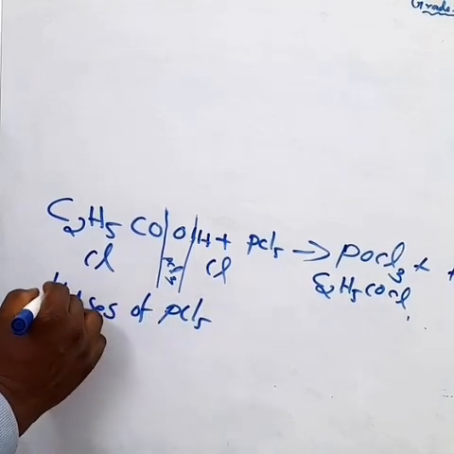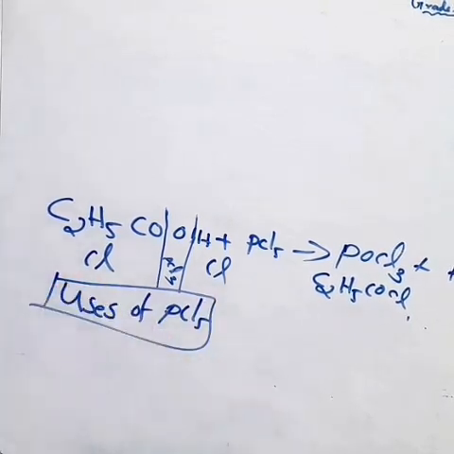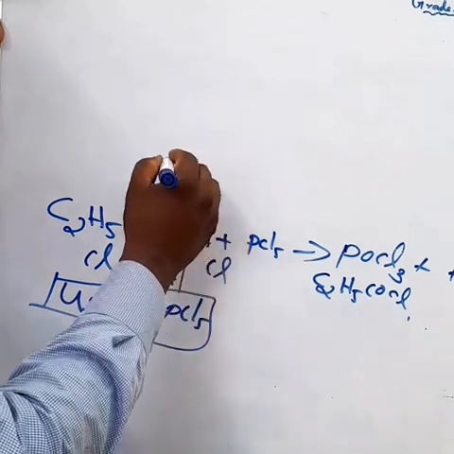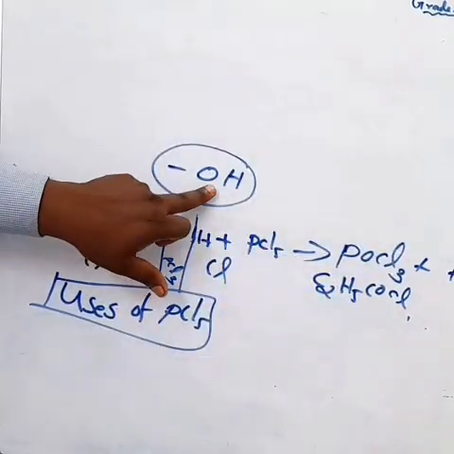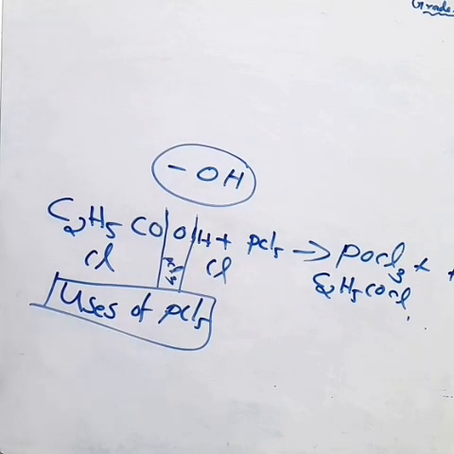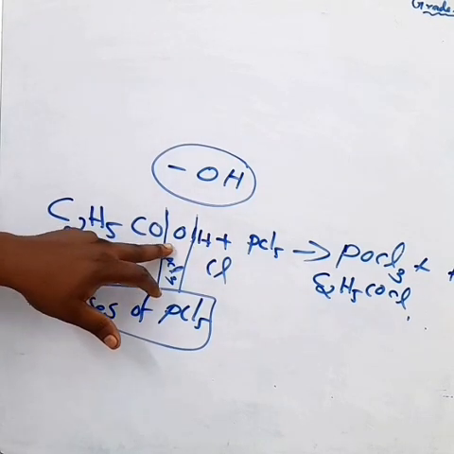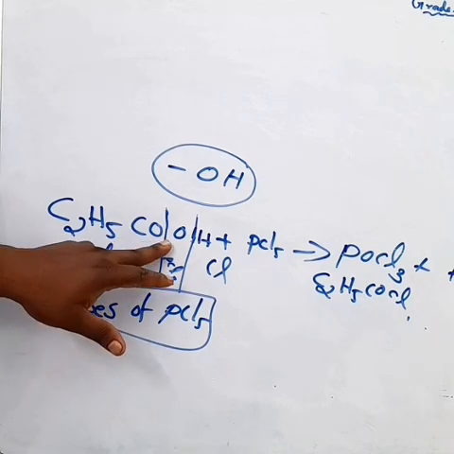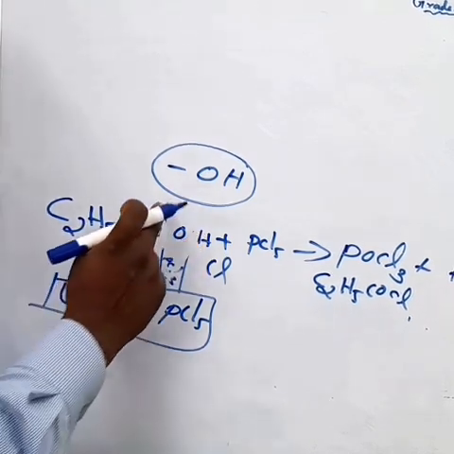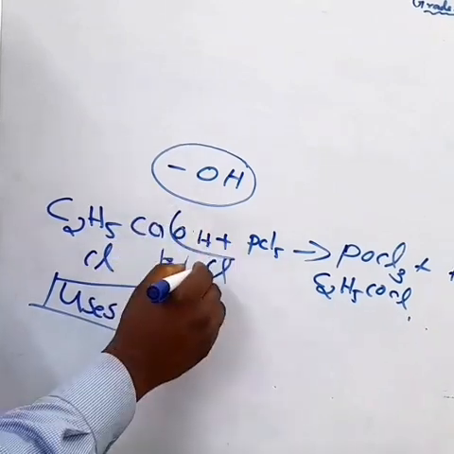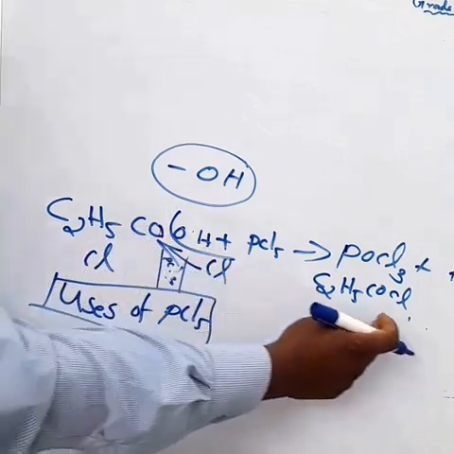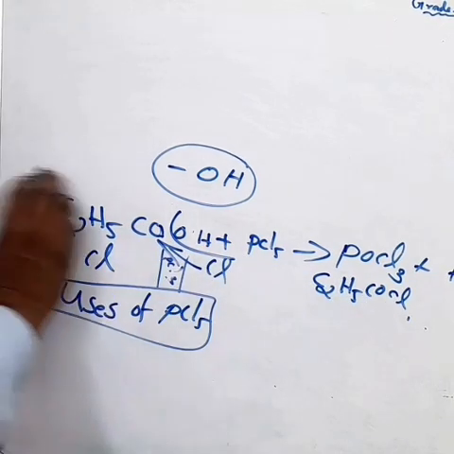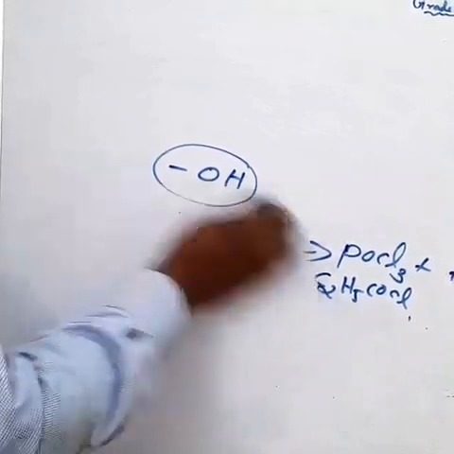Previously I told you that it is used as a chlorinating agent, and it can replace a hydroxyl group by a chlorine atom. Here, what is the formula of propanoic acid? C2H5COOH. Here we remove this OH and add one chlorine. That's the concept: first you have to remove the OH and add one chlorine. So what is the formula? C2H5COCl, propanoyl chloride.